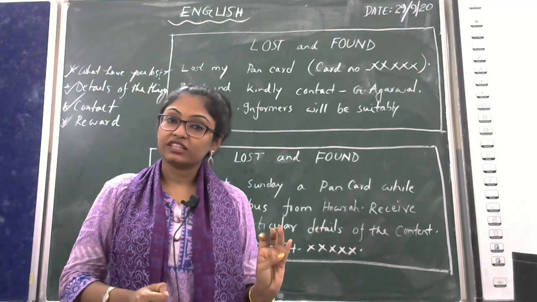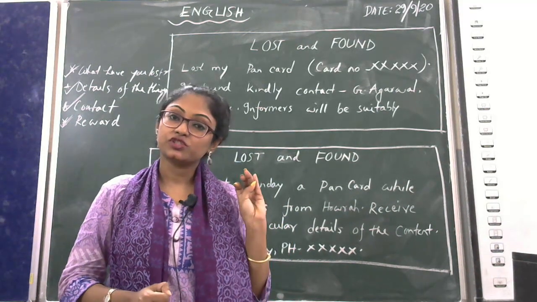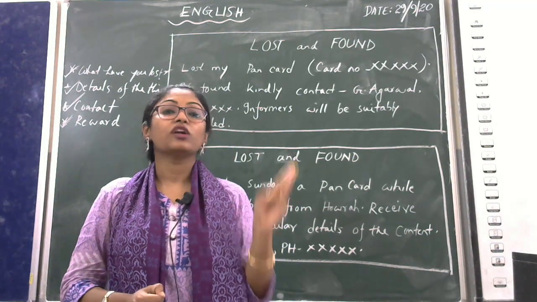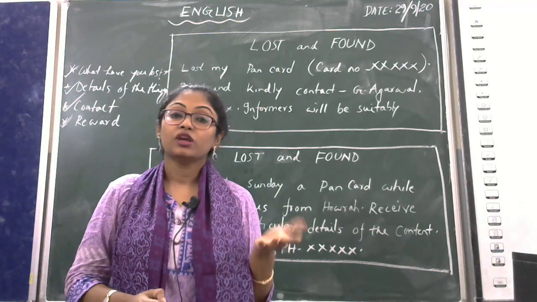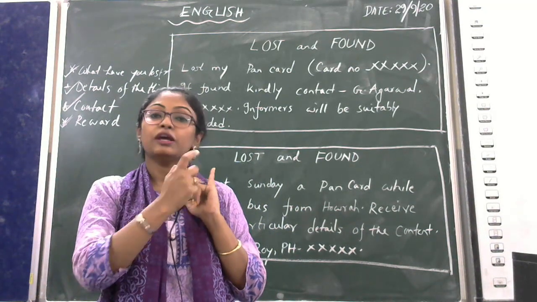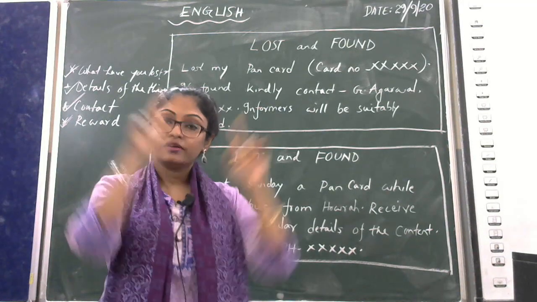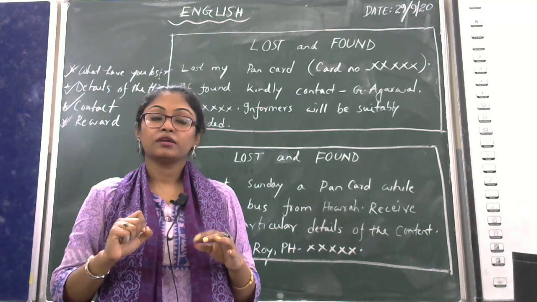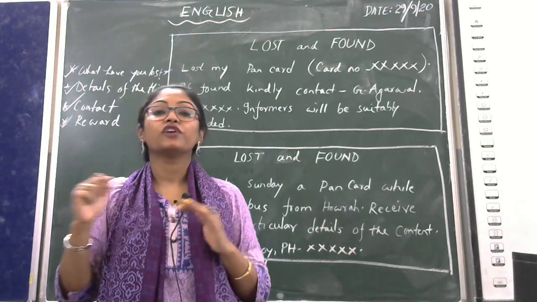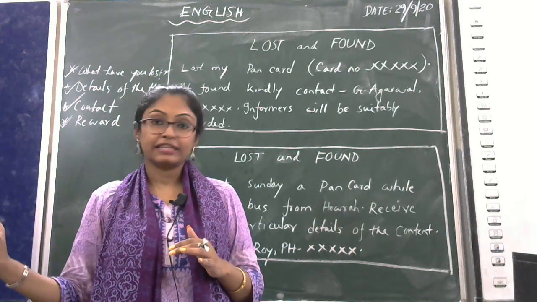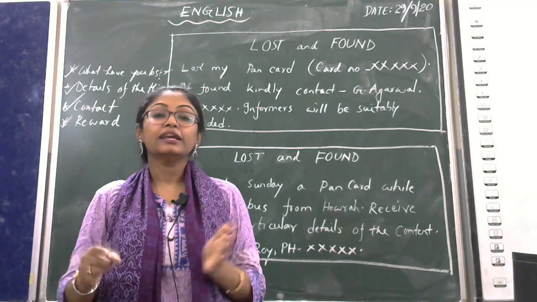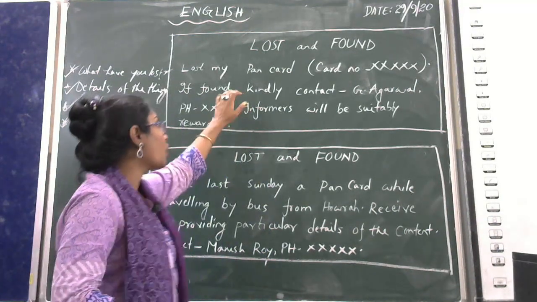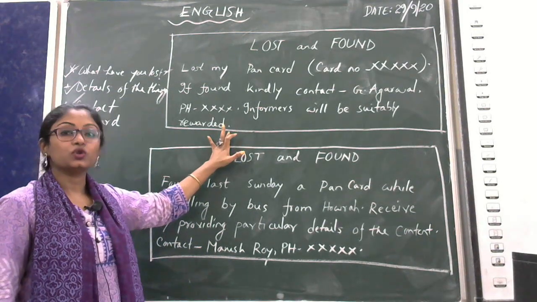What the details of the thing are, whom the person should contact, and the last part is, are you providing or giving any reward? So: lost my PAN card, first bracket, card number, full stop. If found, please contact, name and the contact number. And the last one is that the informers will be suitably rewarded. Done. So this was all for the advertisement related to lost.